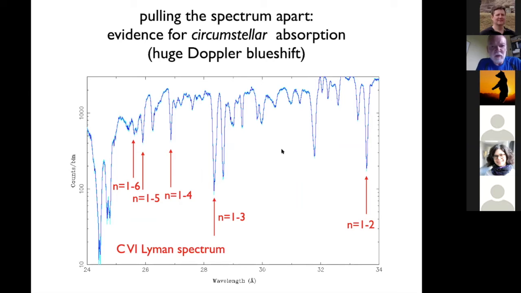And the first thing we noticed is that there's definite evidence for very strong circumstellar absorption. So you can identify the carbon-6, the hydrogen-like carbon Lyman spectrum easily. You can also see carbon-5 absorption. There's also nitrogen 6 and 7 absorption. So those are the ones we started with. And the reason that we know for sure that these are not in the stellar photosphere is that they're all offset by a huge Doppler blue shift.